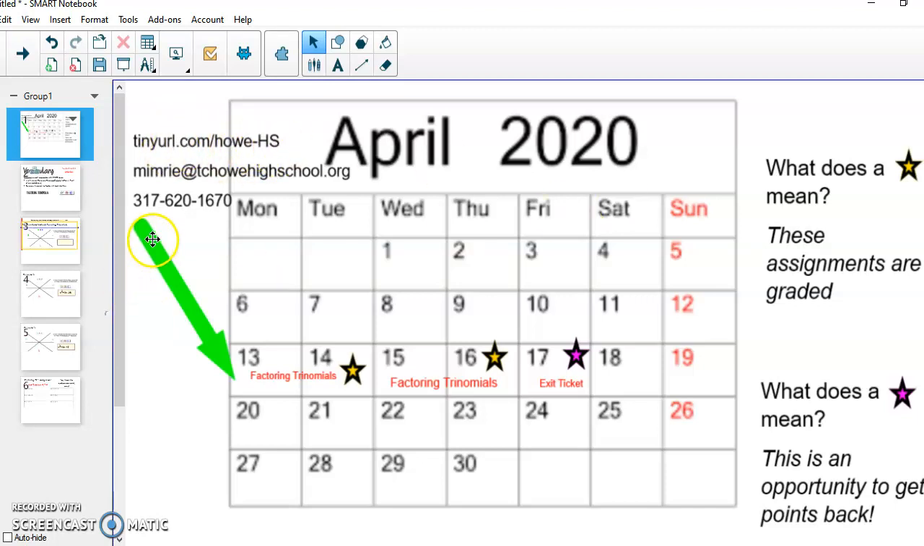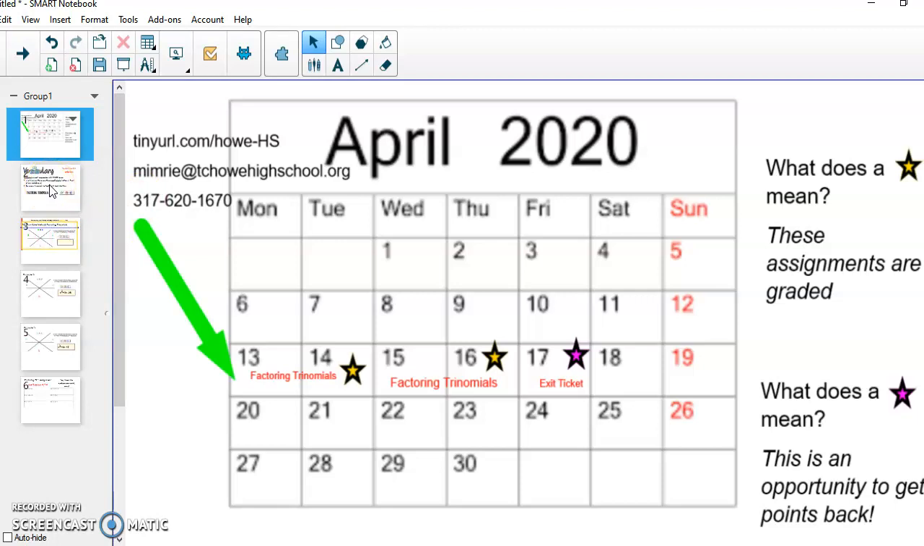So let's check in real quick first, before we jump into our topic for this week, to our calendar. We have 2 assignments due again this week, so we see those 2 yellow stars, meaning those assignments are graded. And then on Friday, you'll have that opportunity to do those makeup points in your exit ticket. So this week, our big focus is going to be on something called factoring trinomials.